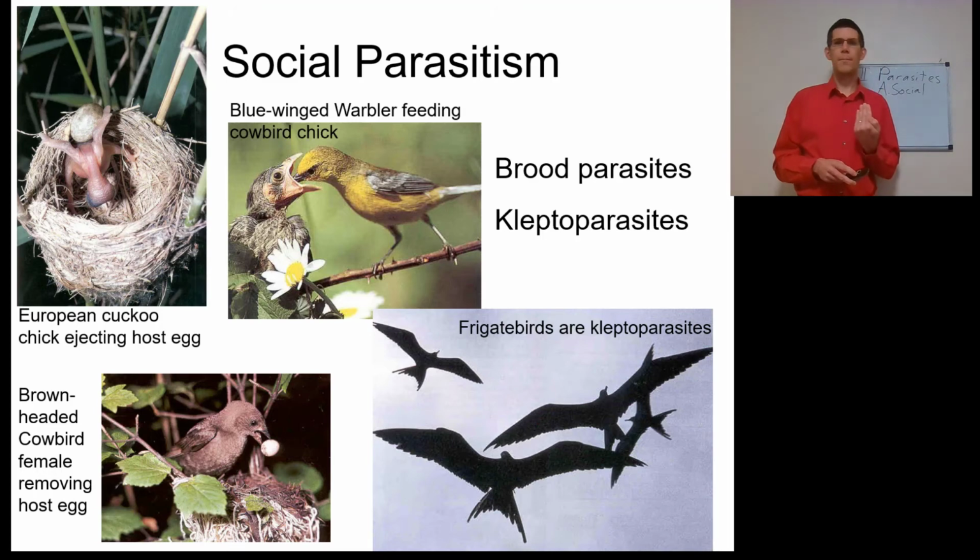Then there are kleptoparasites. Kleptoparasites are thief parasites. What these frigate birds will do is they will find some honest, hard-working bird that has been hard fishing all day and is bringing its fish back to its nest. And these birds will dive bomb it until it loses that fish, and then they'll take the fish. So that's a kleptoparasite as a form of social parasitism.